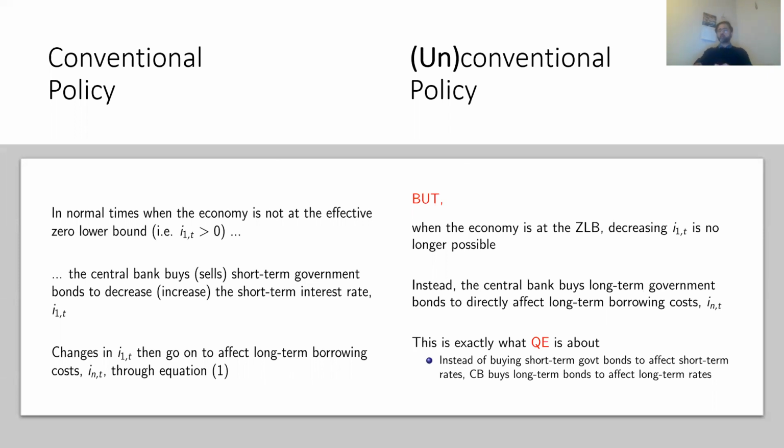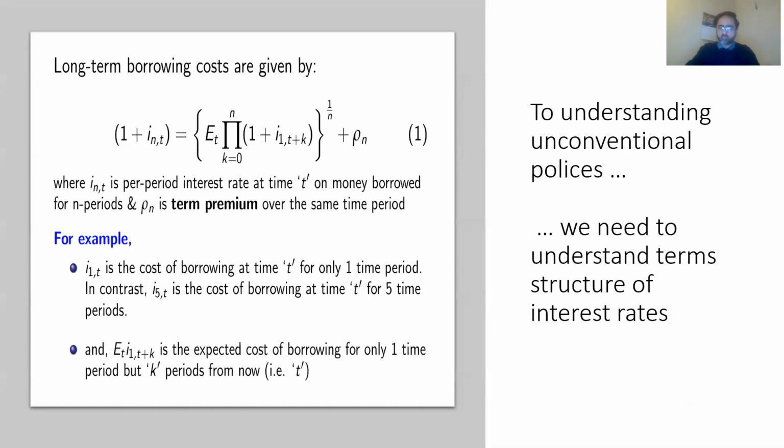But what happens when the economy is at the zero lower bound? What happens when the central bank can no longer decrease the short-term borrowing cost because they are already at the lower bound? You can't. You can buy more short-term government bonds, but that will not lower the interest rate on short-term government bonds below a certain threshold. In our example, 0. So what does the central bank do?